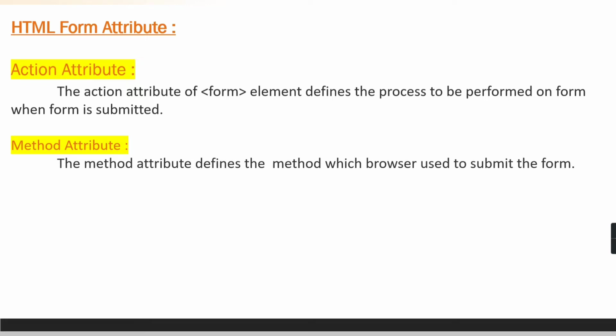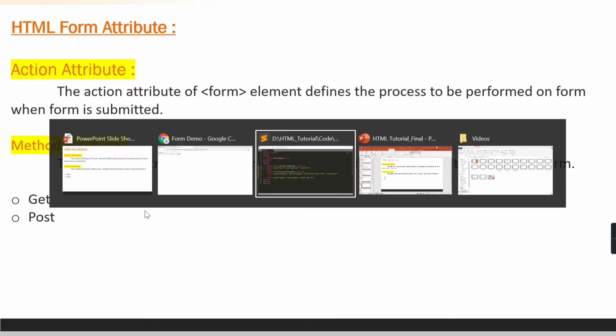The method attribute defines the method which the browser uses to submit the form. There are two types of methods, the get method and the post method. What will the get method and post method do? By default, if you don't provide any value to the method attribute, it is get. The drawback of get is that it is not secure, as it displays data in the URL after submitting the form. Let me show you in code so you will be able to understand.